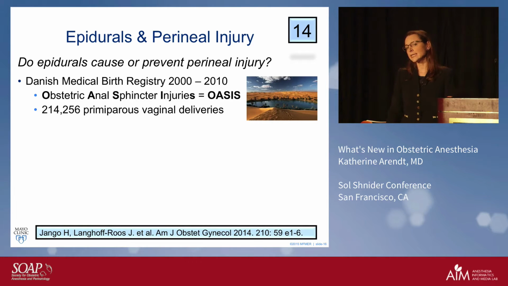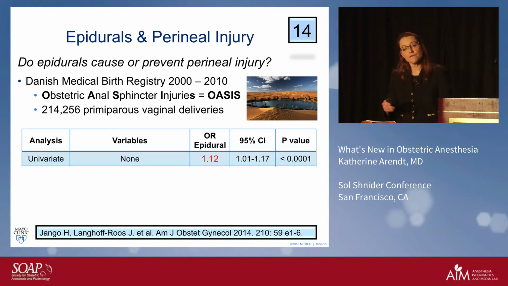And they entitled perineal injury with this fine acronym here, Obstetric Anal Sphincter Injuries, or OASIS. I want you to think about that for a minute. And the more you think about it, the more disturbing it becomes. So they looked at 215,000 primiparous vaginal deliveries.